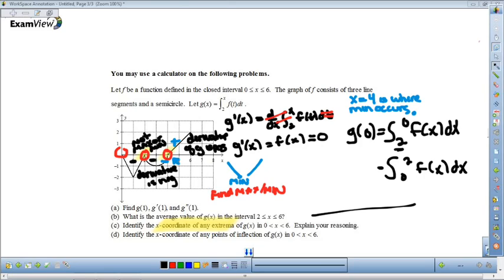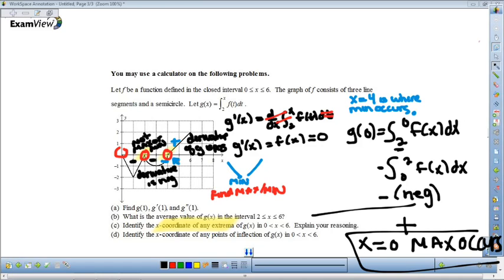And notice that the area under the curve of f of x is underneath the x-axis. So this is going to be a negative number, and the negative times the negative would give me a positive. So at x equals 0 is where my max occurs. Remember, this is not the actual max or min, we're just finding where it occurs. So x equals 4 is where my min occurs, and x equals 0 is where my max occurs.